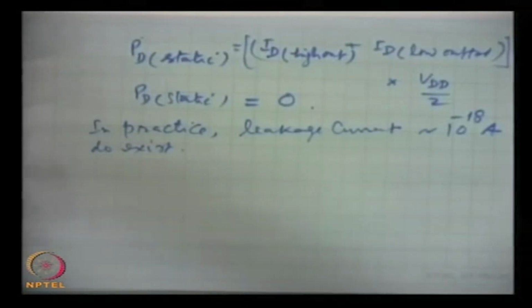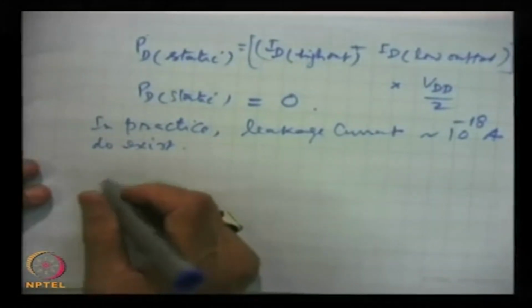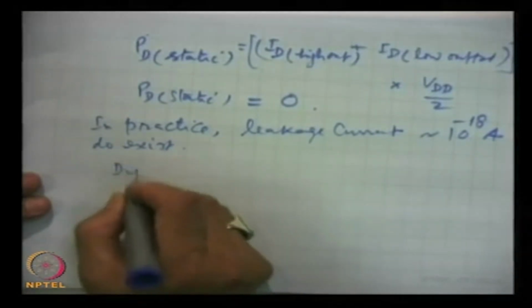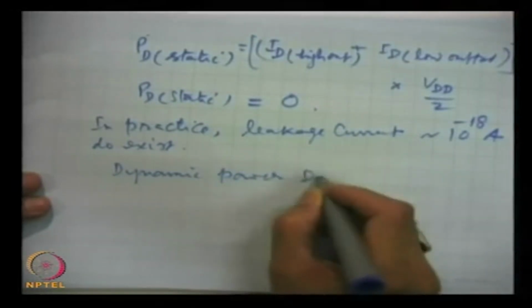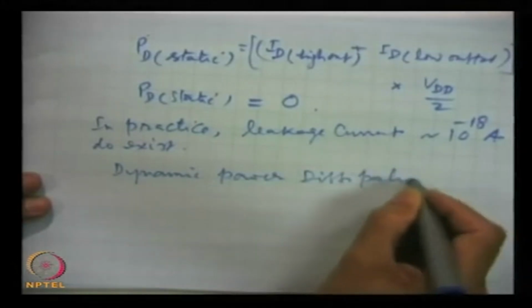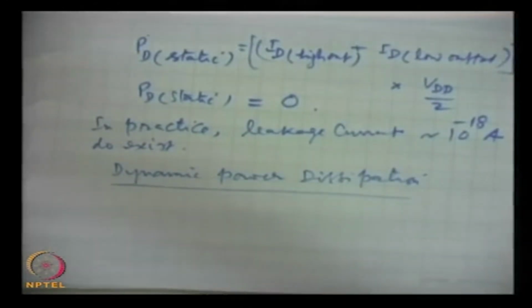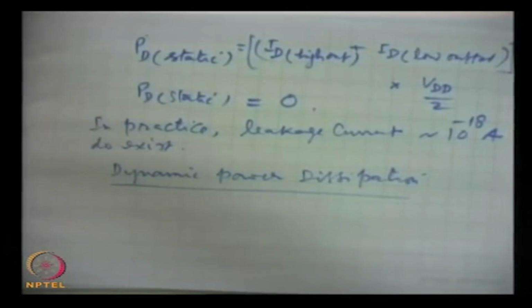Now, the dynamic power dissipation. We said above that when the MOSFETs have changed states, then the drain current is 0, and that gives the static dissipation to be 0.